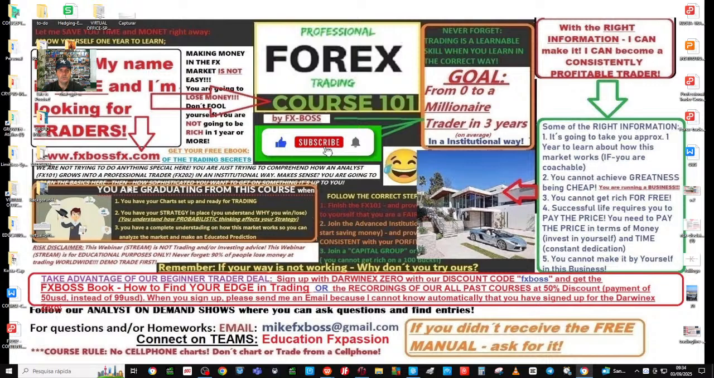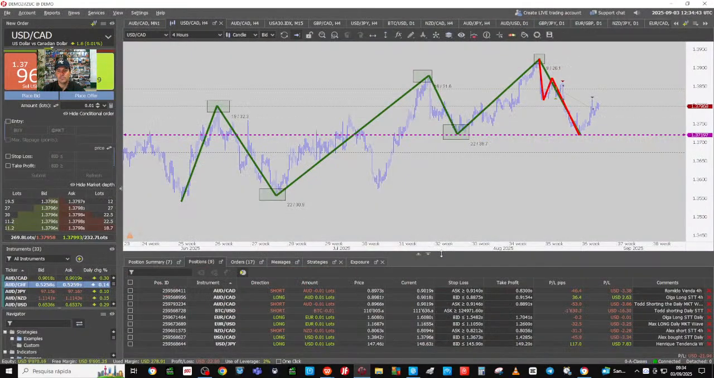Everybody, you are going to graduate from this course when you have your chart set up and ready for trading. Are you building your charts? Number 2, you have your strategy in place. You understand with time how you win and how you lose. And number 3, you have a complete understanding of how this market works, so you can analyze the market and make an educated prediction. So we are here so far.